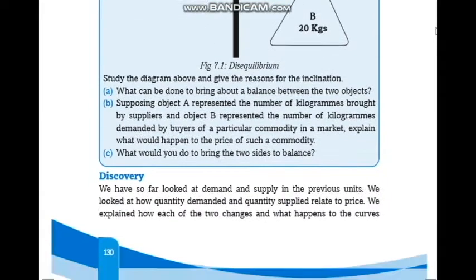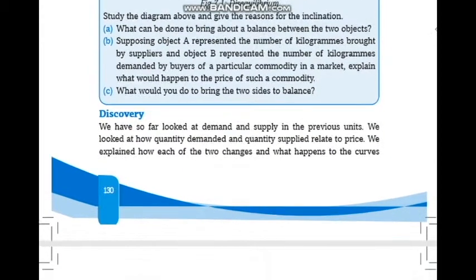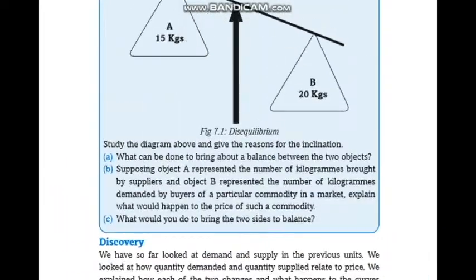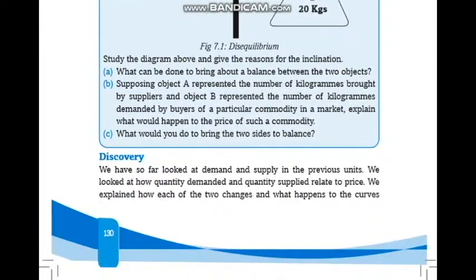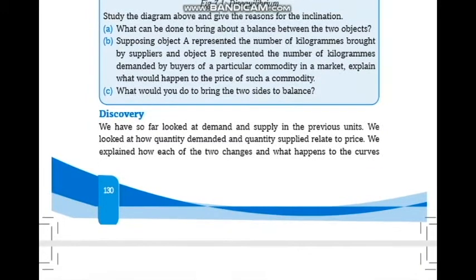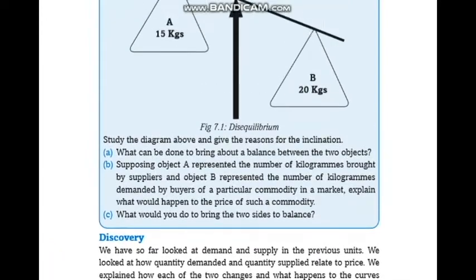Now you are going to study this diagram above and give the reason for the inclinations. What makes the inclination available on this graph? Supposing object A represented by the number of kilograms brought by suppliers and object B represented the number of kilograms demanded by buyers of a particular commodity in a market. Explain what will happen to the price of such a commodity. So what can be done to bring about a balance between two objects, as we have seen?